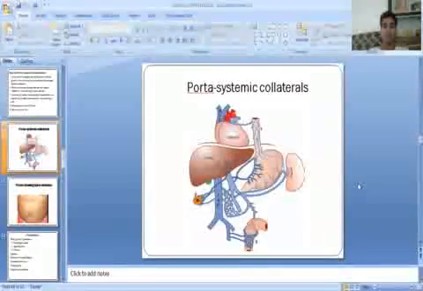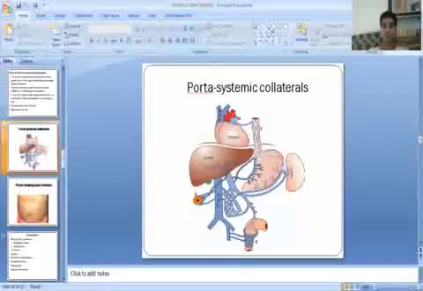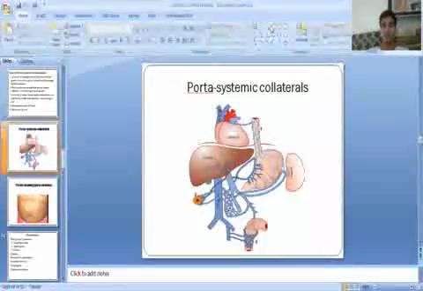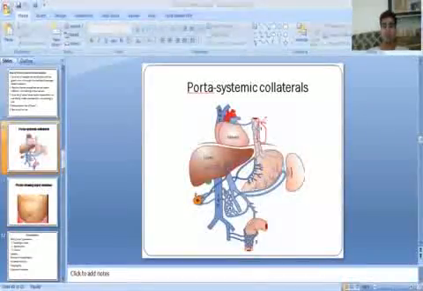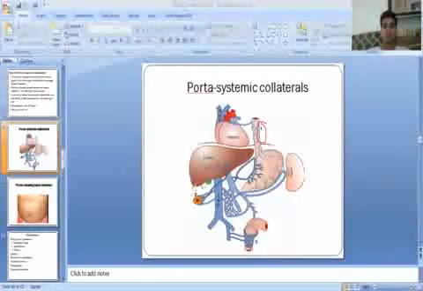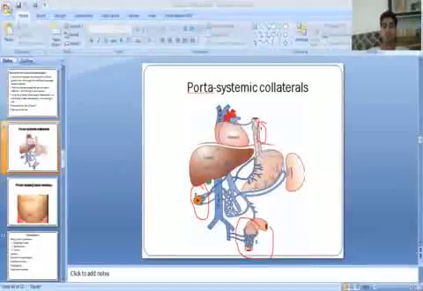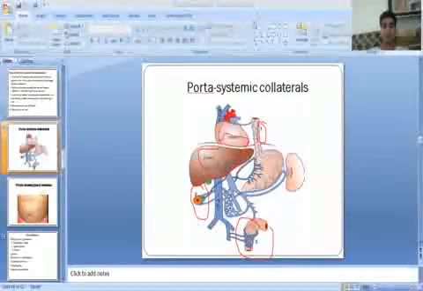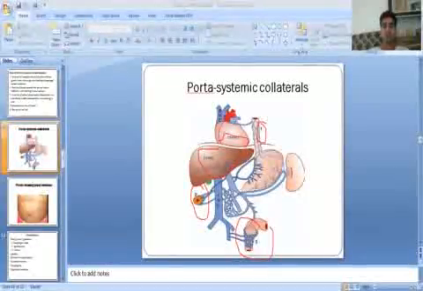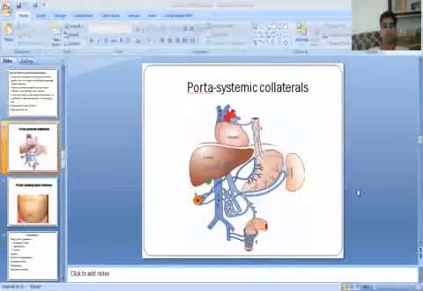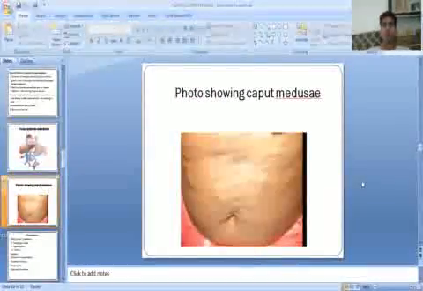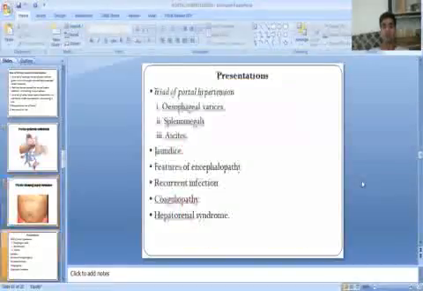As you can see in the diagram, this one is one, two, three, and bare area of liver also. Okay, students. Photo showing caput medusae.